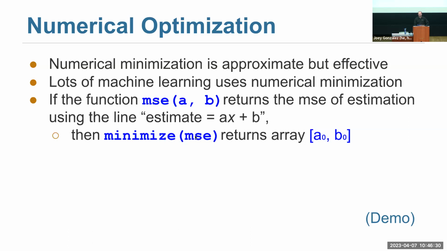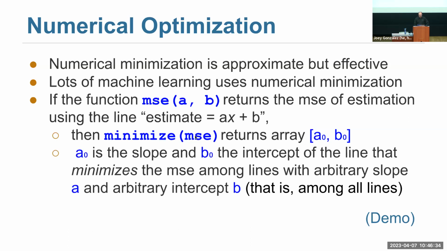We're done. That's it. Okay. And it's going to return an array corresponding to the best arguments, the best values of that function. So this is really arg minimize, find the arguments that minimize the function you passed in.